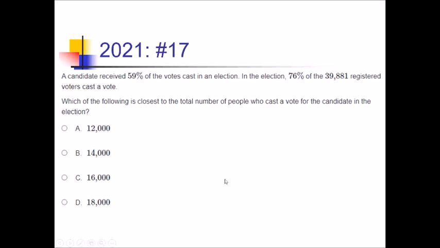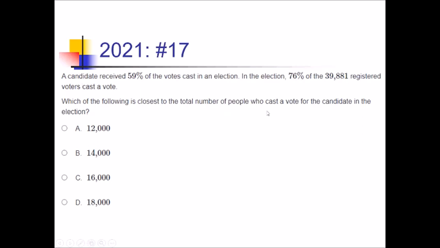On this problem, we have a candidate receiving 59% of the votes in an election. And in the election, only 76% of 39,881 registered people actually voted. We want to know the closest to the following number of people who actually cast a vote for this candidate. So there's 2 levels going on here. We only have 76% of this total who actually voted, and of those people who voted, 59% voted for this one candidate. And we're just trying to find the people who voted for the candidate.